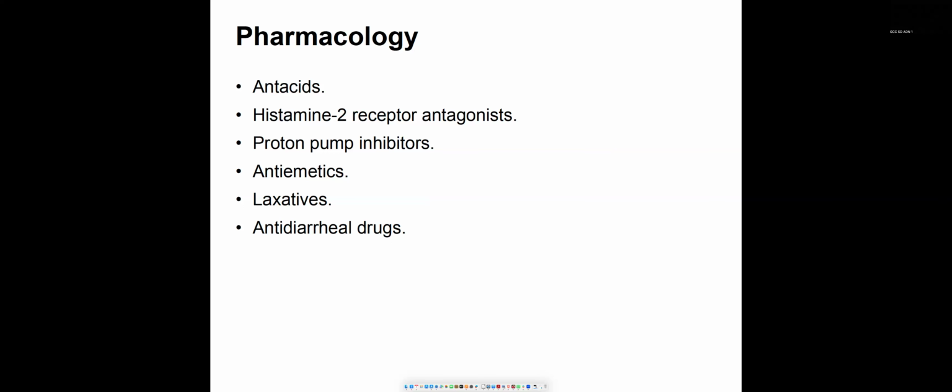You have laxatives. These are drugs used to promote bowel movements to treat constipation. You have antiemetics, drugs that prevent or reduce nausea and vomiting. You have antidiarrheal drugs, which are medications that reduce diarrhea by slowing intestinal movement or absorption of excessive fluids.